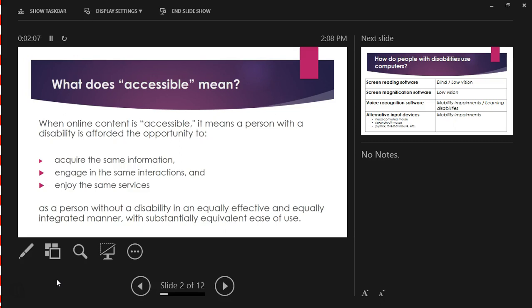Essentially what we're trying to say is you should be able to do the same things, not necessarily in the same way, but you should be able to glean the same educational benefit from something, whatever that content may be. And hopefully not in a super cumbersome way.